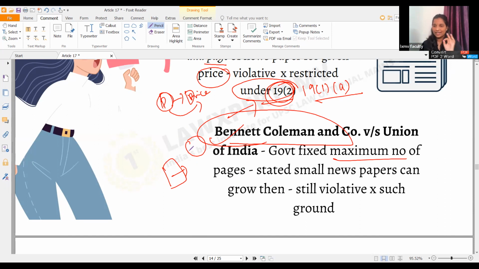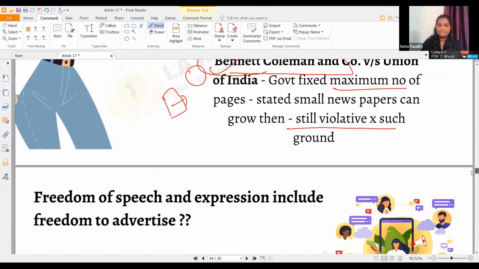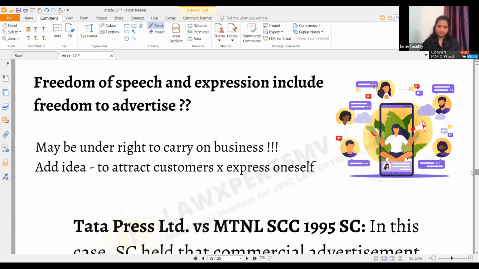Even the court said that this next time also is still violating your Article 19(1), which is freedom of speech and expression, freedom of the press again. Okay. Now, we have the next question.